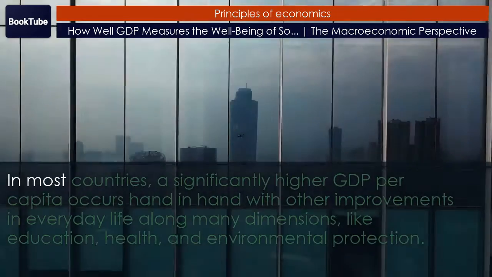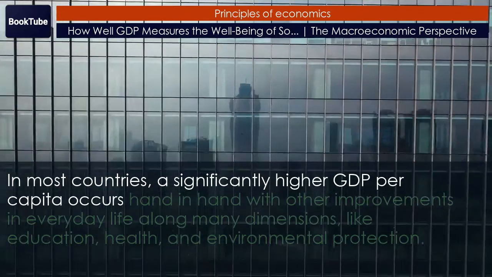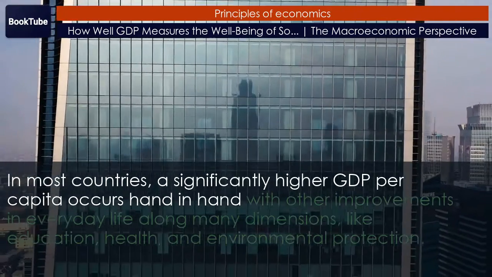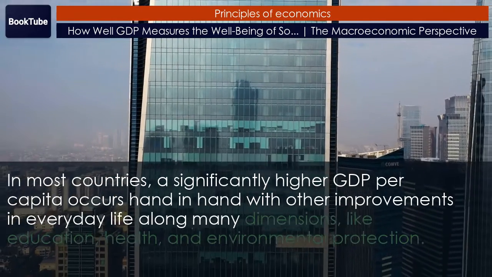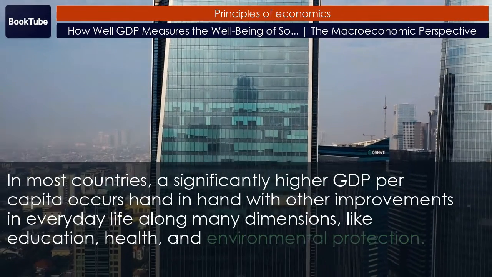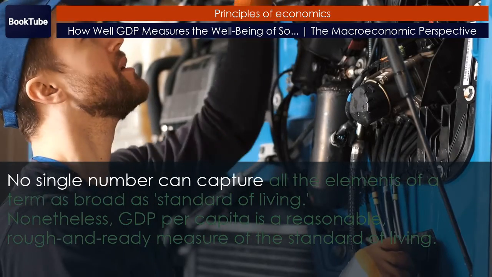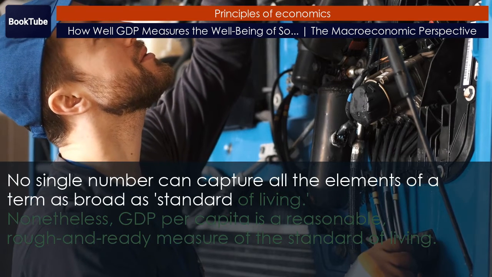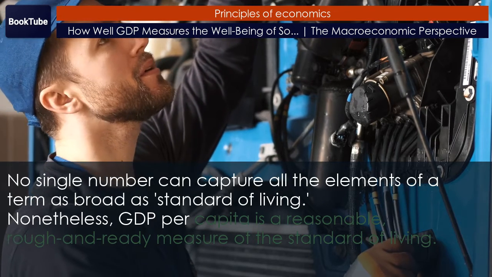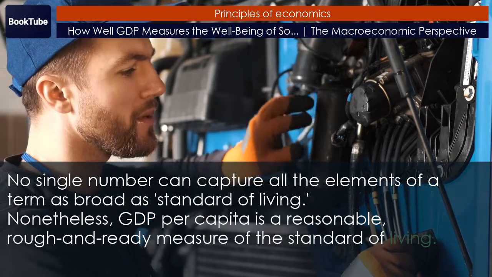In most countries, a significantly higher GDP per capita occurs hand in hand with other improvements in everyday life along many dimensions, like education, health, and environmental protection. No single number can capture all the elements of a term as broad as standard of living. Nonetheless, GDP per capita is a reasonable, rough and ready measure of the standard of living.